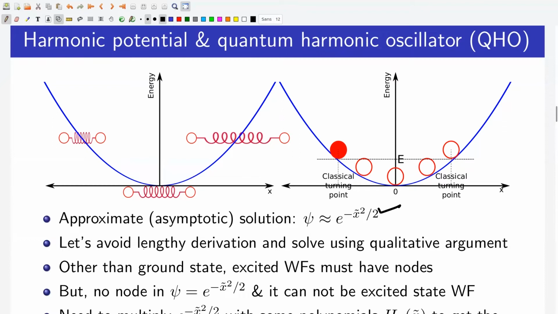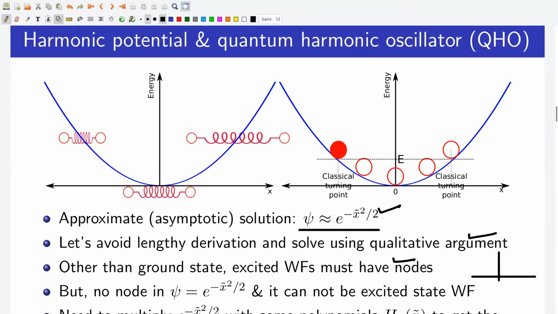Now, let us avoid the lengthy derivation and solve using a qualitative argument. We know that other than the ground state, excited state wave functions must have nodes. This is what we have seen for the particle in a box. The ground state wave function does not have any node. The first excited state has one node, the second excited state has two nodes, and so on. But the solution that we have derived so far does not have any node, because this is e power minus x tilde square by 2.